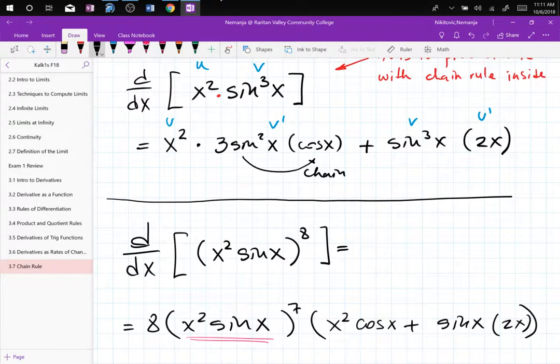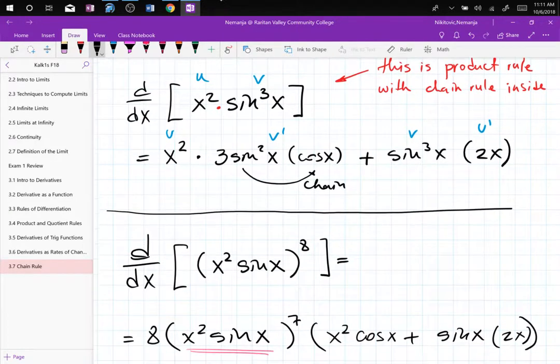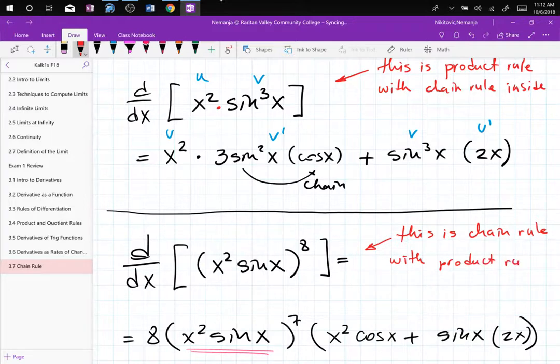It will be very good for you to study these two examples side by side and take a look at which way the functions are. And ultimately, you have to understand the difference between function composition, function multiplication, and function division, obviously. So this problem is chain rule with product rule inside.